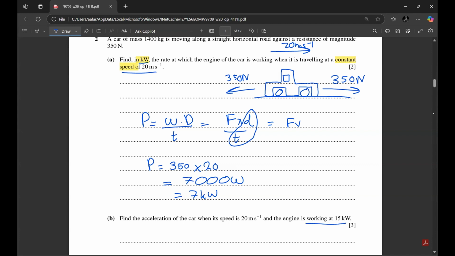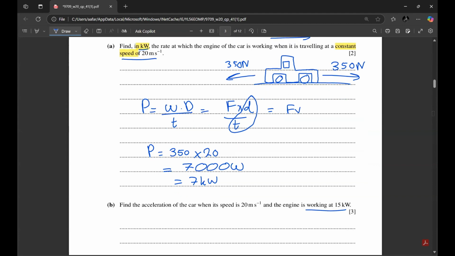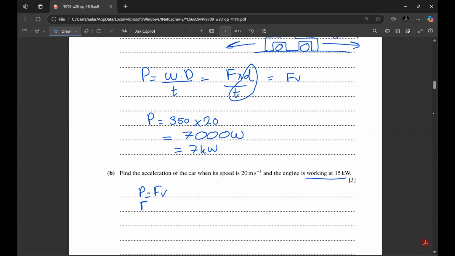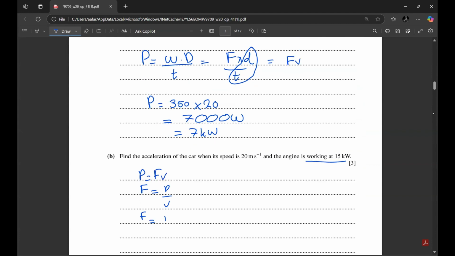Okay, so acceleration comes from the resultant force. We know that P is equal to F times v, right? They've given us the power and they've given us the speed, so that means we can find the driving force from that. Driving force will be power over velocity, which will be 15,000 over 20, which is 750.